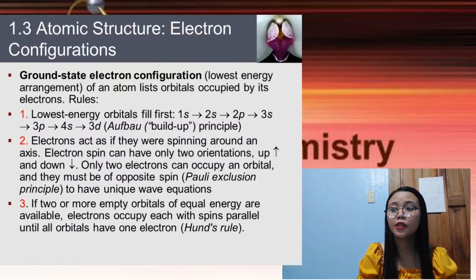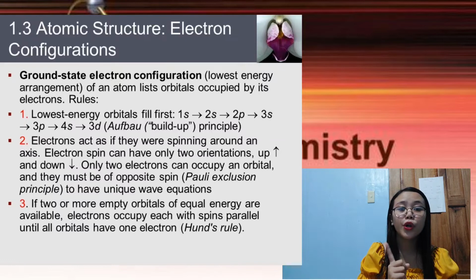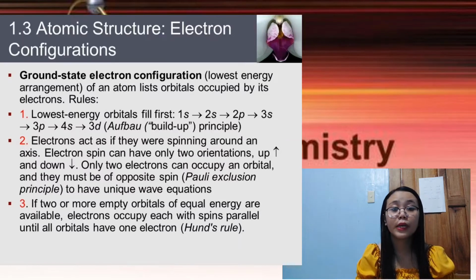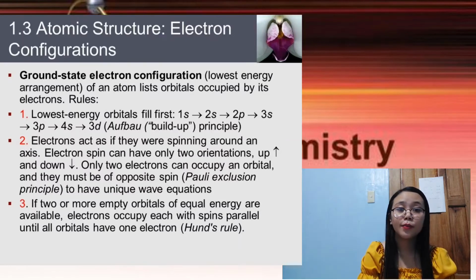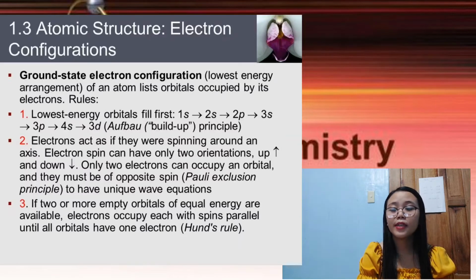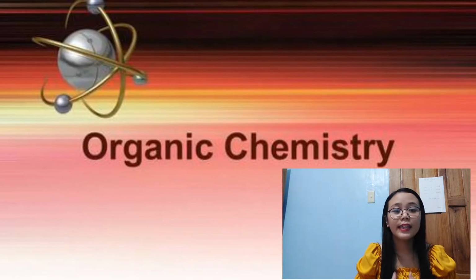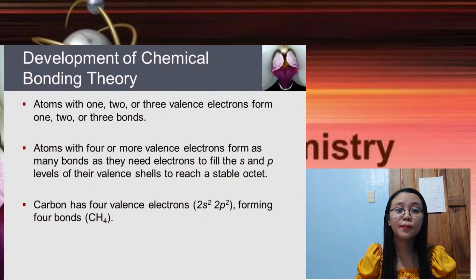And the third rule: if two or more empty orbitals of equal energy are available, electrons occupy each with spins parallel until all orbitals have one electron. And now let's proceed to the development of chemical bonding theory.